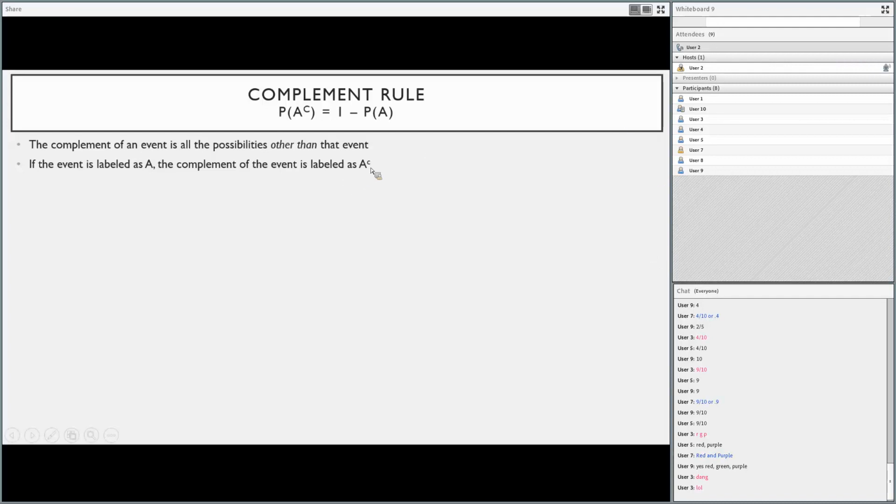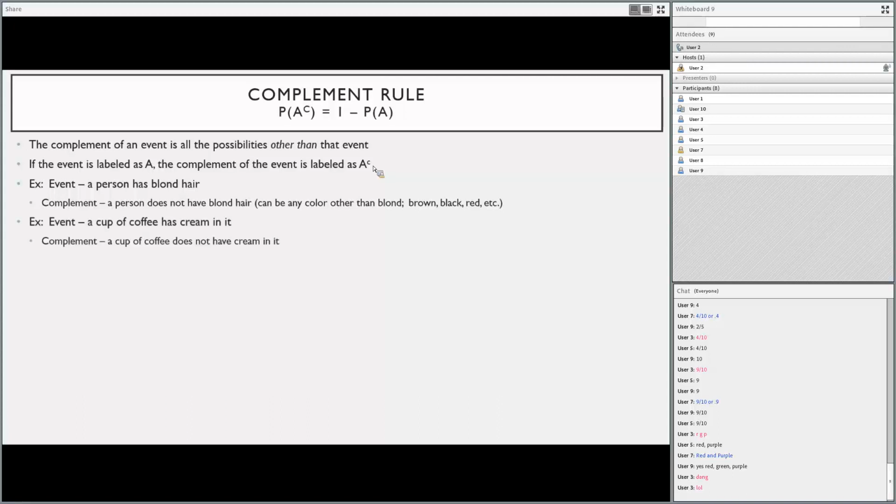So if the event is labeled as A, then the symbolism that we use for the complement is an A with a little C on the top. It kind of looks like the C is an exponent. It's not an exponent. It's just a superscript to indicate that this is the complement of the event A. So for an example, say the event is that a person has blonde hair. Maybe for some reason I want to know the probability of someone having blonde hair because I need a blonde-haired person in my commercial or something. So the complement of a person having blonde hair is very simply just that the person does not have blonde hair. It doesn't mean they have some specific color of hair.